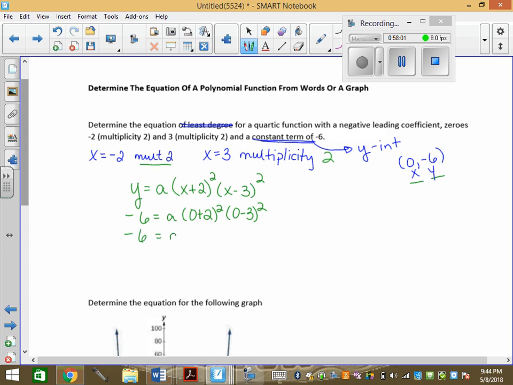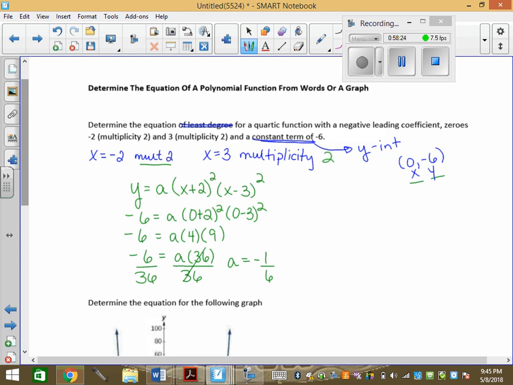Negative 6 equals a. 0 plus 2 is 2, squared is 4, and these are multiplied. Negative 3 squared is 9, and it's multiplied. So I get negative 6 equals a times 36, because they're always multiplied, because they're factors, so they multiply by each other. Divide by 36, and I get a equals negative 1/6.